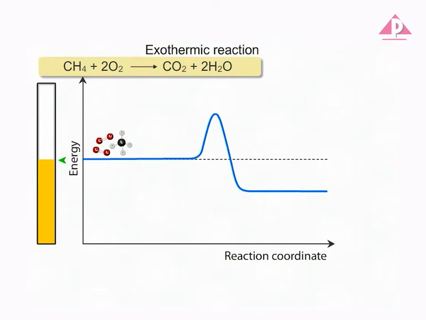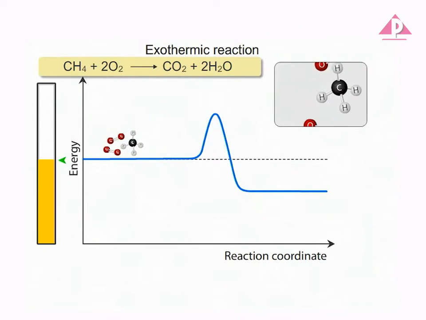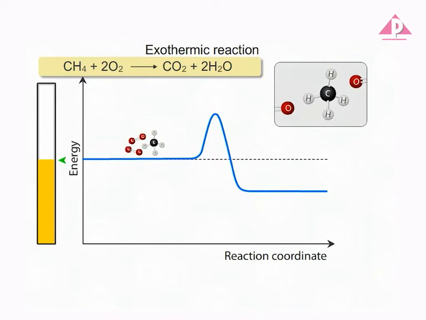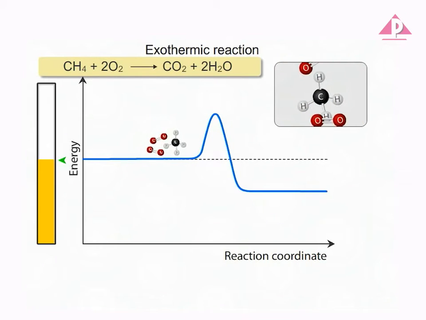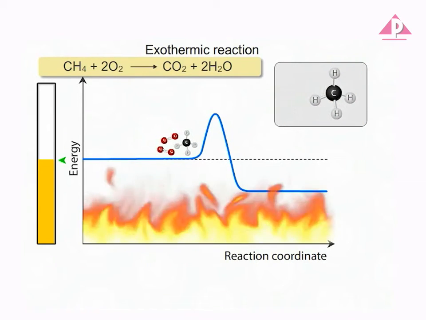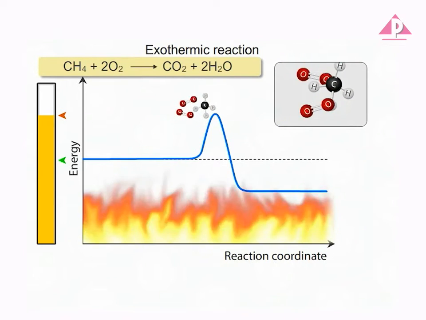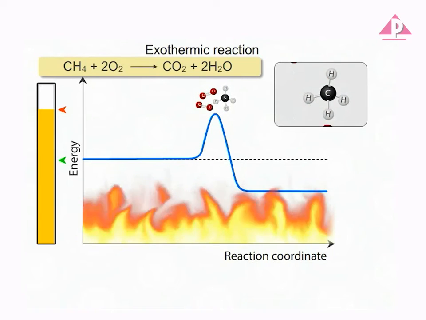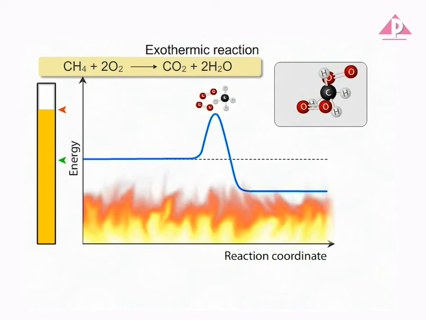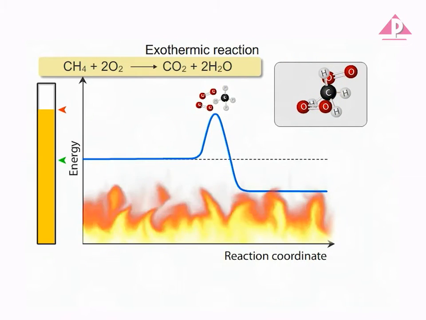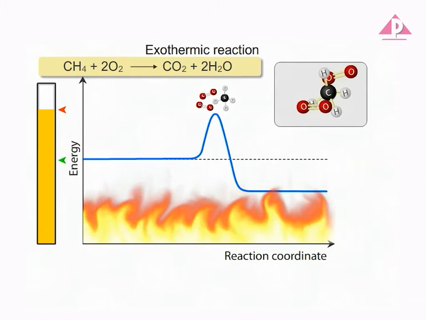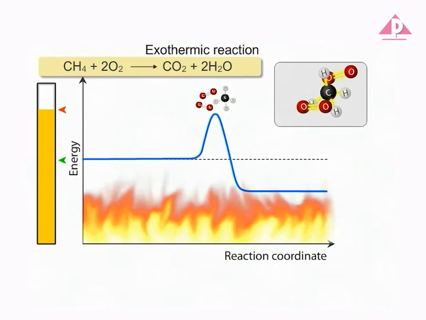Consider an exothermic reaction. Initially, methane molecules collide with oxygen molecules, but they do not have sufficient energy to break bonds and start the reaction. A flame can supply the energy required to start the reaction. The activated complex with maximum energy is formed in the transition state of the reaction. It contains partially broken and partially formed bonds.